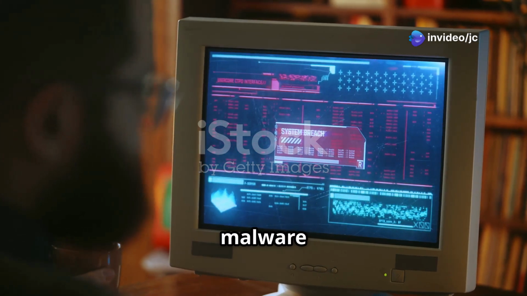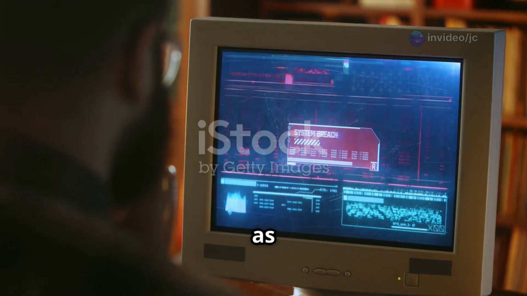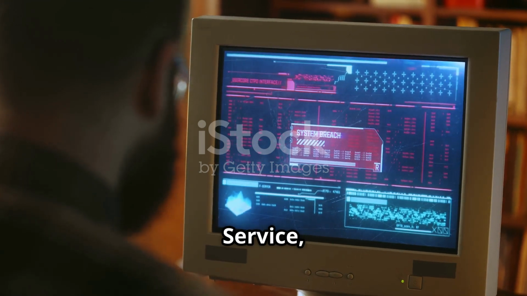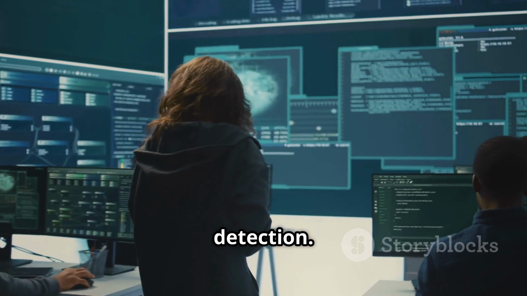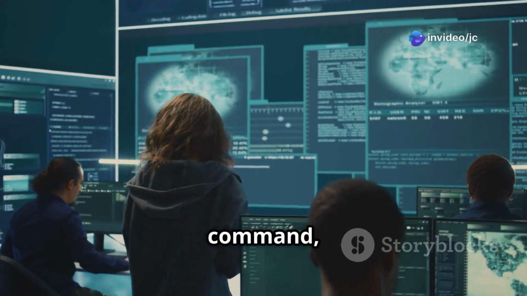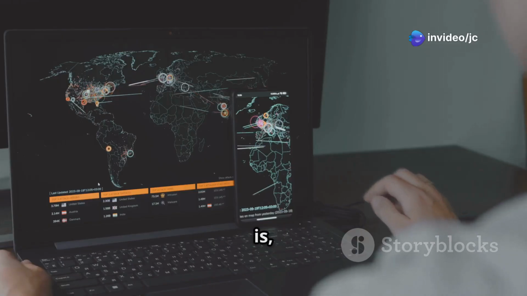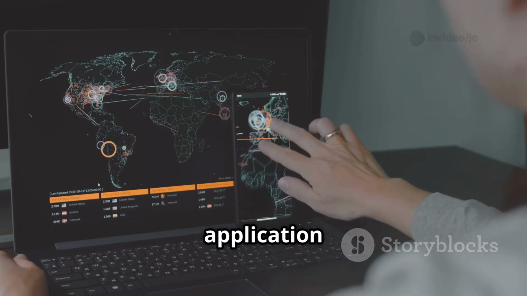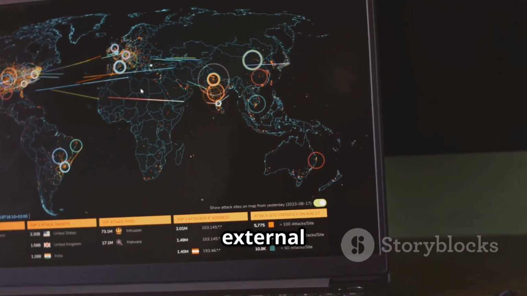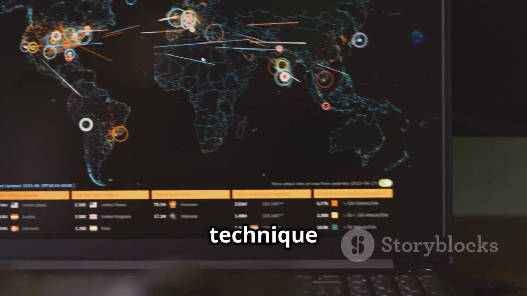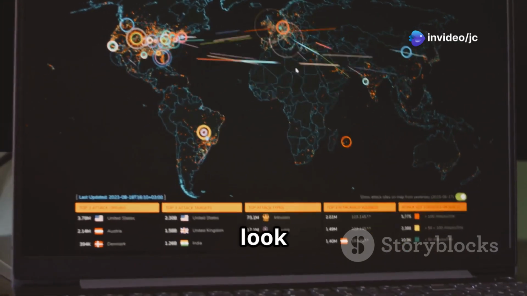In addition, malware may give their processes the same name as a legitimate process, such as the Local Security Authority Subsystem Service, or LSASS.exe, to escape detection. Instead of watching for a single suspicious command, it is often better to monitor process relationships. That is, is there a legitimate reason an application would invoke a specific process, such as a network connection to an external domain?